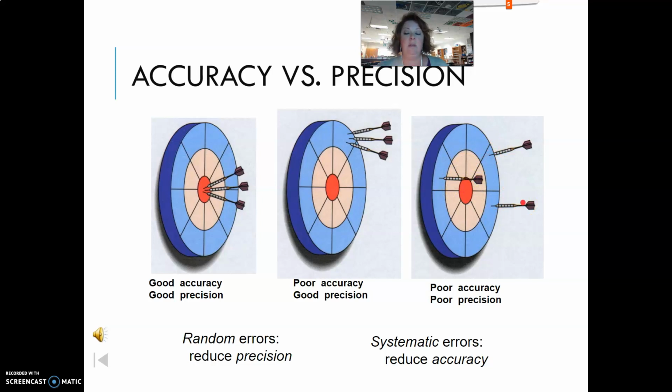Okay, so there's two types of errors that we can have. If we have random errors, we don't know how they're happening, they're going to reduce our precision. But if we have systematic errors, meaning we're doing the same thing wrong every single time, that's going to reduce our accuracy.